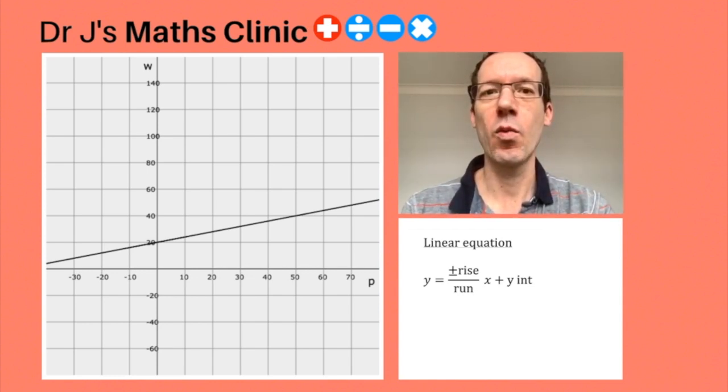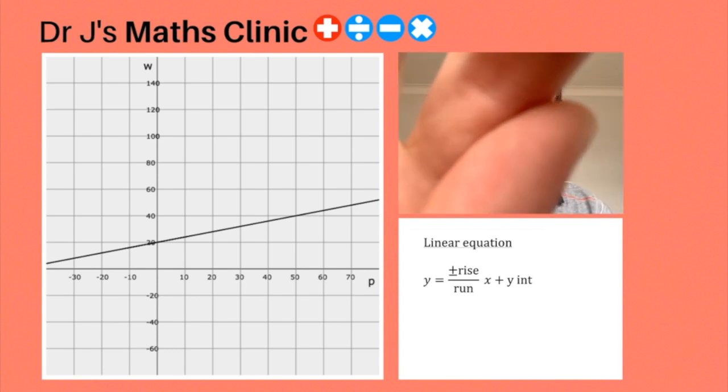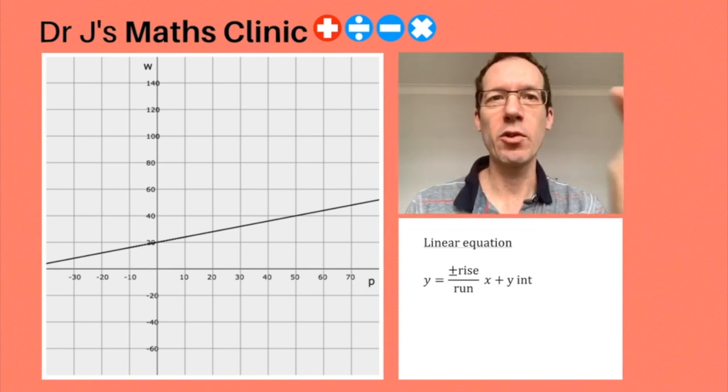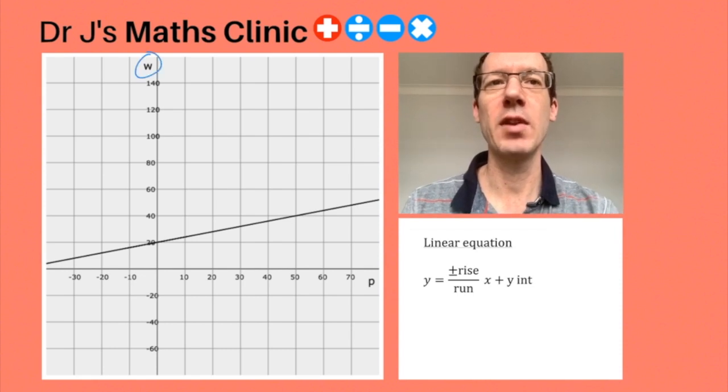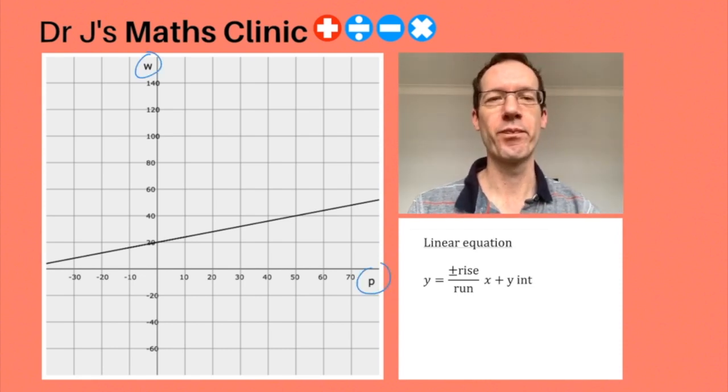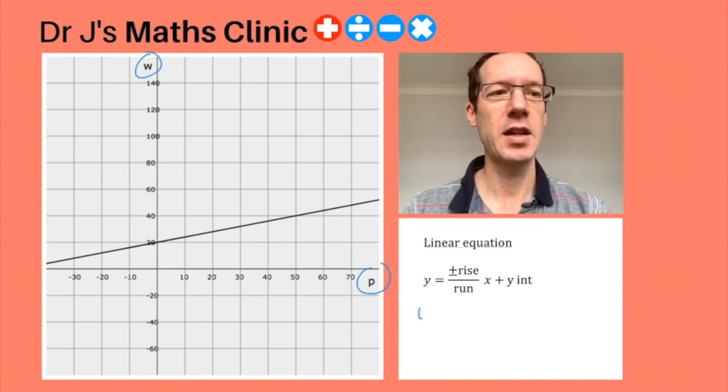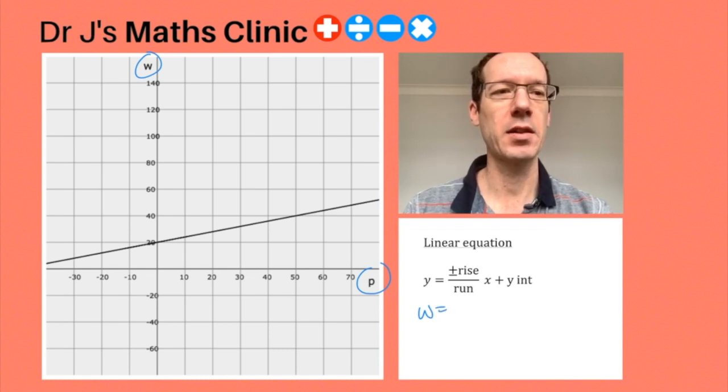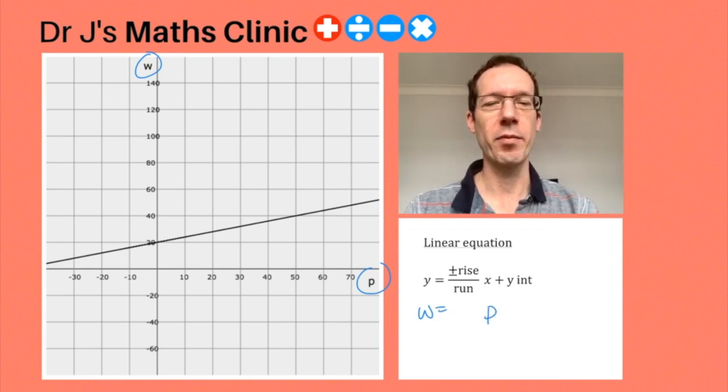Okay, so first step, we need to look at those letters. And what I'm going to be drawing your attention to is that we've got a W here and we've got a P here. So this one is W equals something times P plus something.